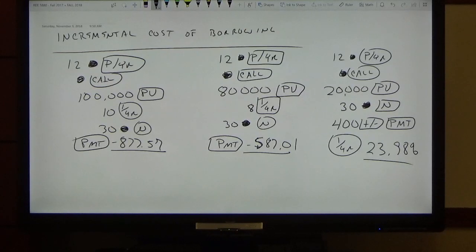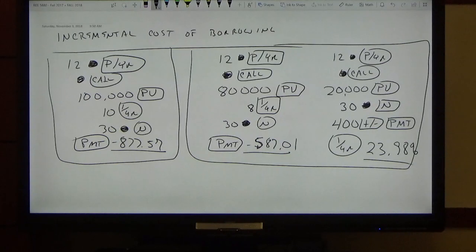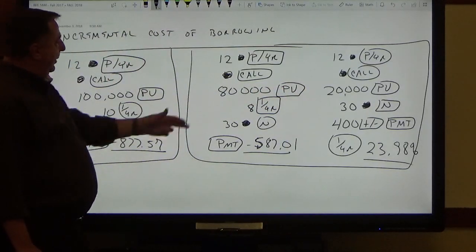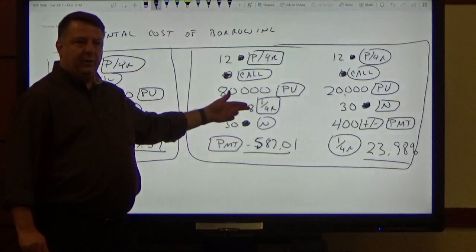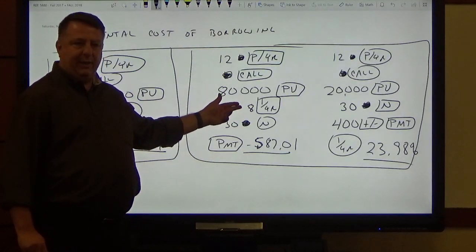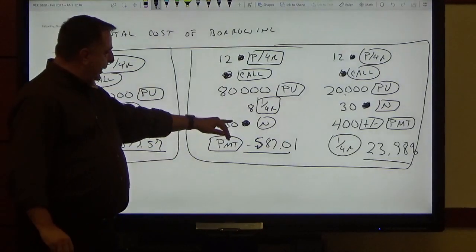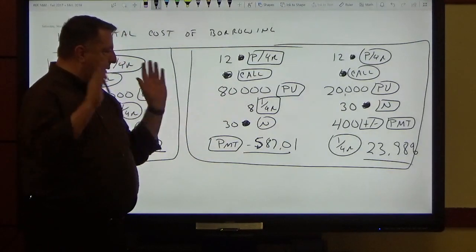So we basically have one lender we can borrow an entire $100,000 from at a 10% interest rate, at 877.57. Or we can combine these two. 80 plus 20 would give us $100,000, but our initial interest rate on the first $80,000 is only 8%. Okay, so we're thinking, woohoo, great deal. And our monthly payment, 587.01, we're all good with that.